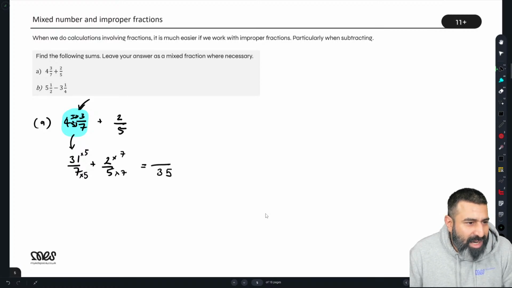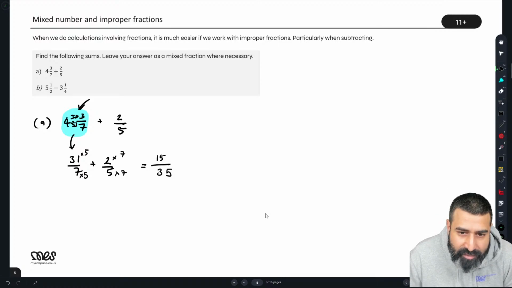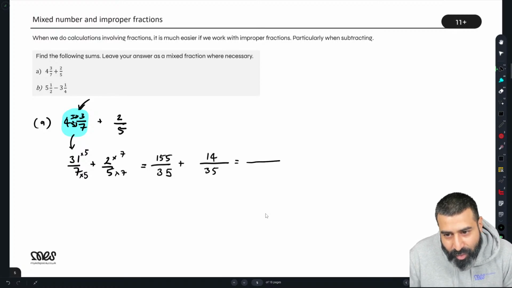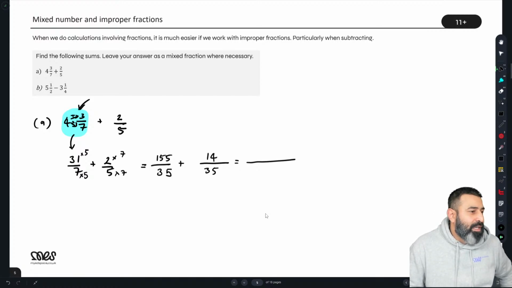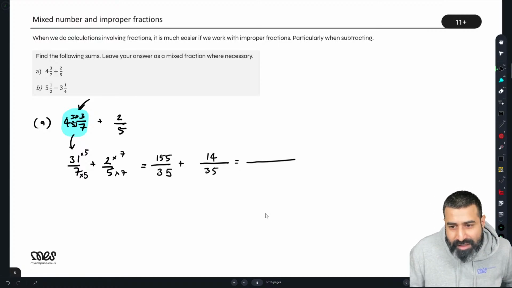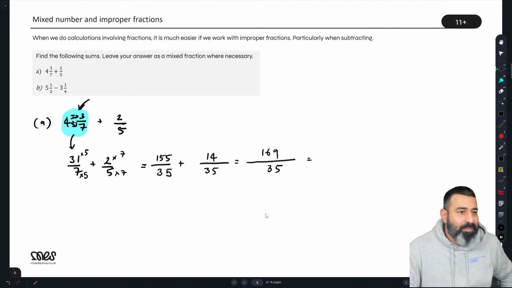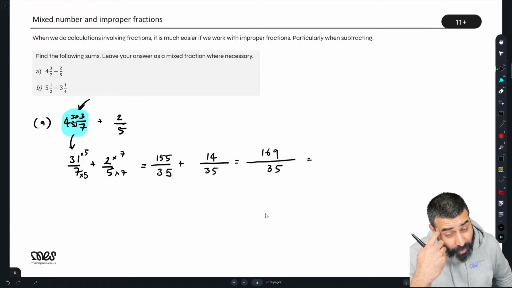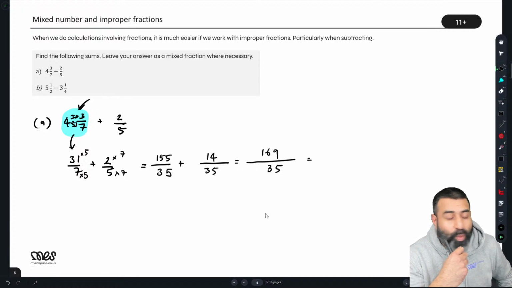So what's 31 times 5? 31 times 5 is 155, plus 5 times 7 is 35, and 2 times 7 is 14. So what's 155 plus 14? That is 169 over 35. Okay, there you go. Absolutely, good stuff. So what can we do? If we want to get this as a mixed number, what could we say here?